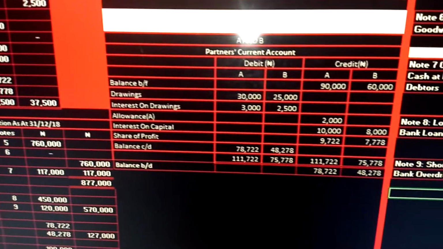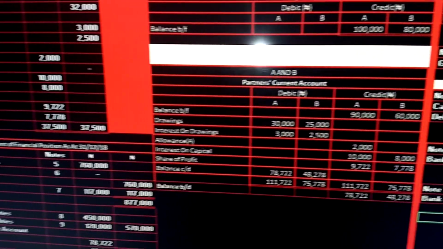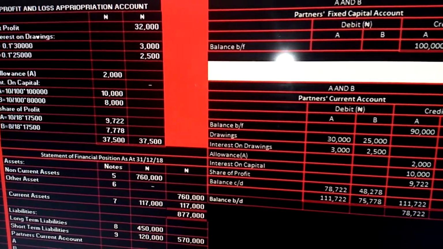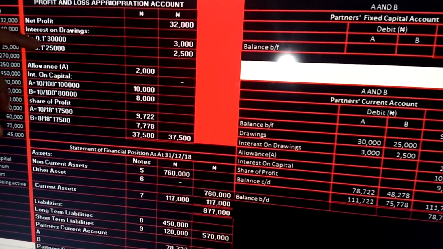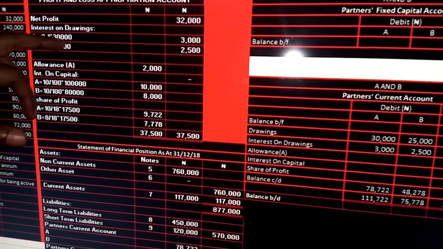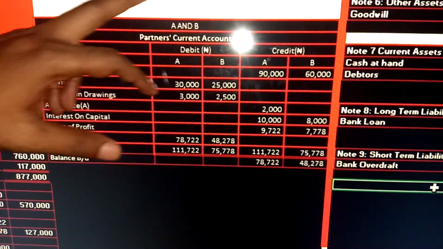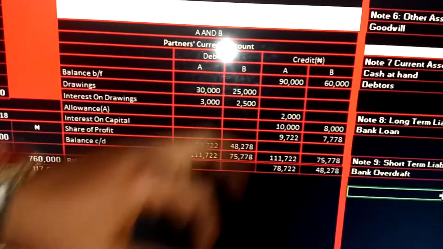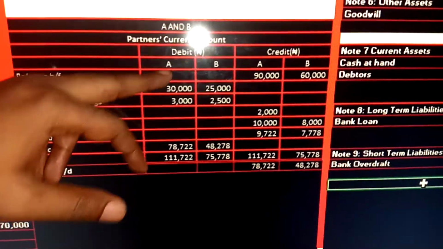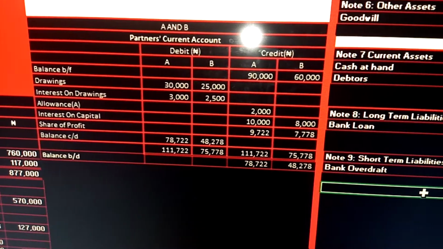Now, their drawings attracted an interest that they paid based on the agreement. Remember, the interest is 10%. 10% of what? 30,000. They paid it to the business, so that is going to be a loss to them. That's why we're debiting them in their current account. So interest on drawings here is 3,000 for A and 2,500 for B. 10% on 30,000 is 3,000, and 10% on 25,000 is 2,500.